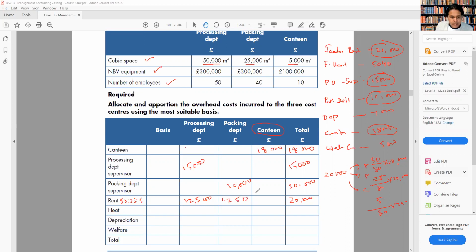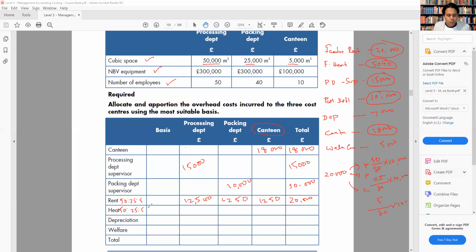6,250. And the remainder is for the canteen. How much will be the canteen? 1,250. Very well done. 1,250. Then we do the same way for the heating. The total heating cost is 5,040, and we have to split it with the same ratio using the square meter, 50, 25, and 5.